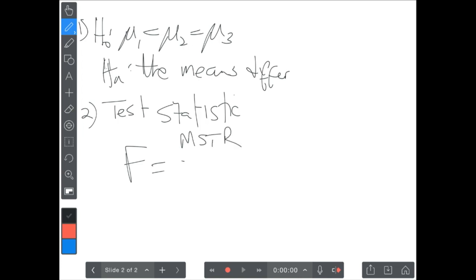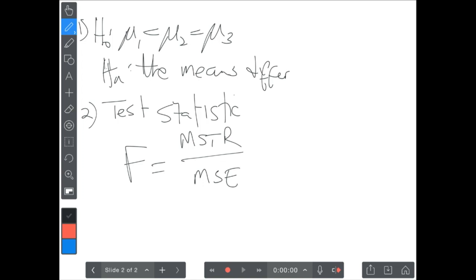MSTR over MSE. MSTR is the mean squared due to treatments and MSE is the mean squared error. Now when we say treatments, what are we talking about? We'll start using the language of treatments or groups. In this particular problem, the treatments would be the different machines. So in this experiment, one treatment is machine 1, one treatment is machine 2, another treatment is machine 3. Or I could call them groups, group 1, 2, and 3. So you may hear me go between treatments and groups.